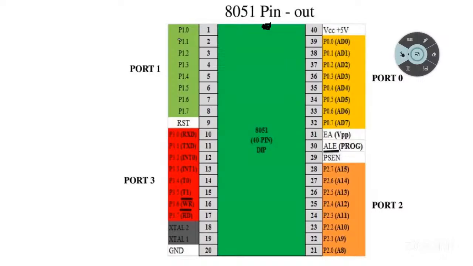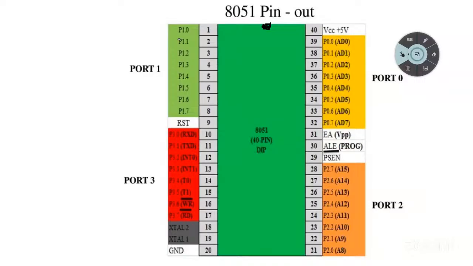Total 40 pins. Out of 40 pins, 32 pins are allocated for the 4 ports, input and output ports. So the pins are divided into 4 categories: P0, P1, P2, P3. In the programming, directly you can use P0.0, the first pin.